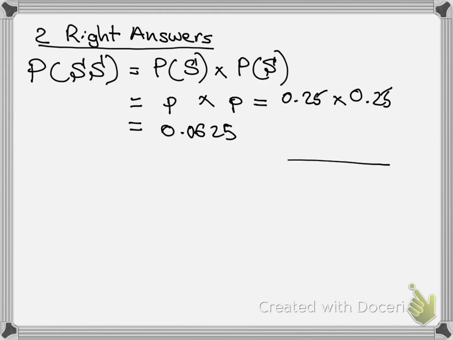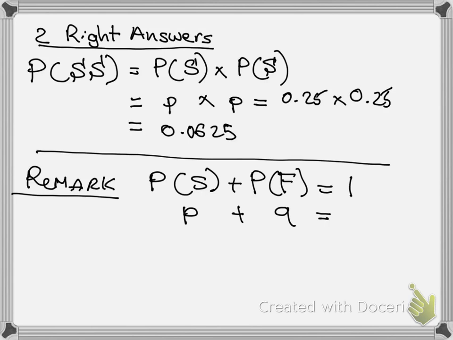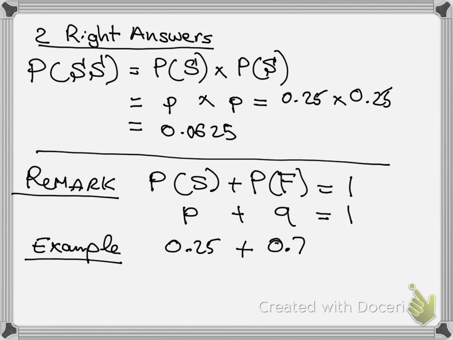Okay, guys. Let me first make an important remark: the probability of success plus the probability of failure is always equal to 1. So P of S plus P of failure is always equal to 1. In other words, P plus Q is equal to 1. Like in our example, the probability of success is 0.25 and the probability of failure was 0.75. That's equal to 1, right?